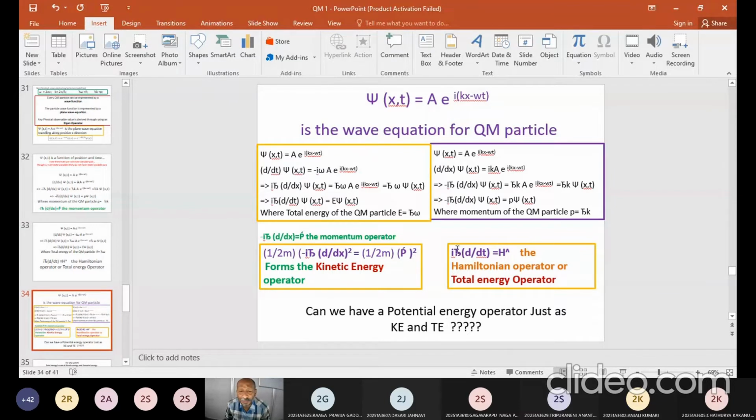Potential energy operator is nothing but i h cap dou by dou t minus 1 by 2m minus i h cap dou by dou x whole square. That is nothing but your p square, 1 by 2m p square operator. That is total energy minus kinetic energy.